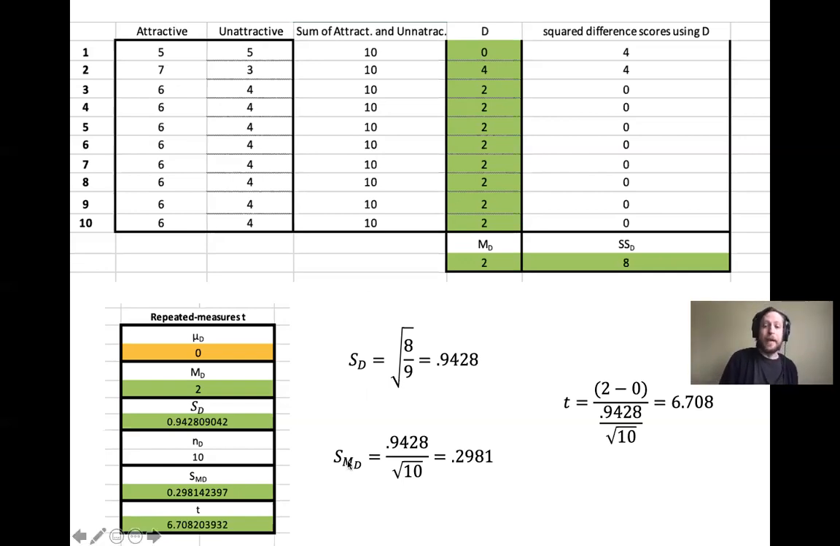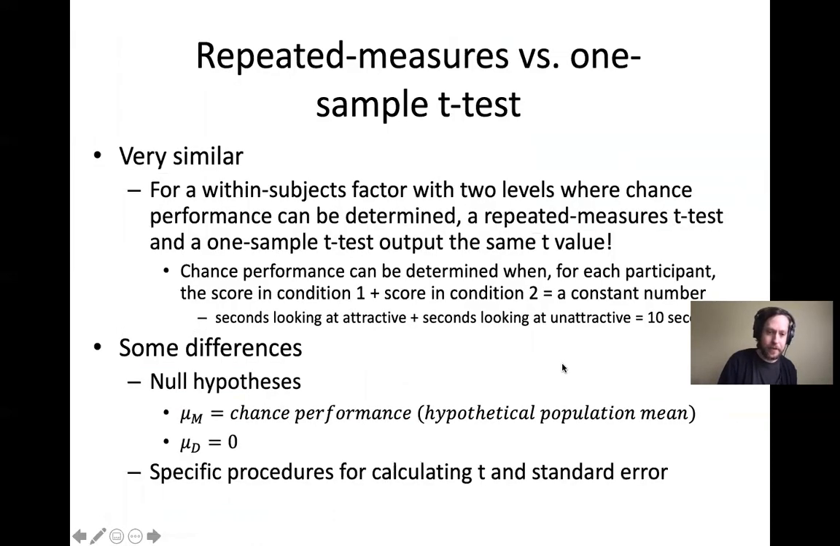So basically we have a hypothesis. When we calculated repeated measures t using difference scores, we got 6.708. We're now going to do another calculation. We're going to calculate the one sample t, and that one sample t will be determining whether the sample mean of 6 is significantly different than the hypothetical population mean, or chance performance, of 5. And what we're predicting is that we're going to get the exact same value for the one sample t of 6.708. So let's go ahead and do the calculations here.